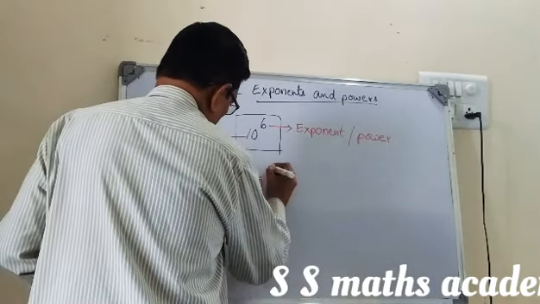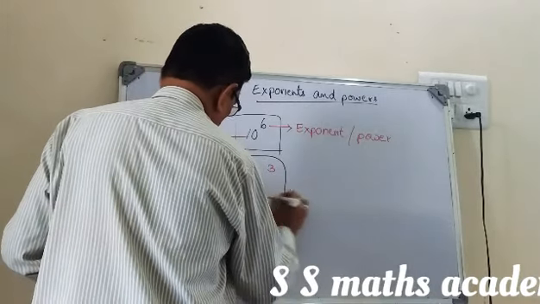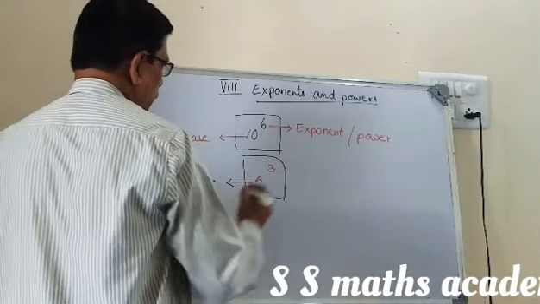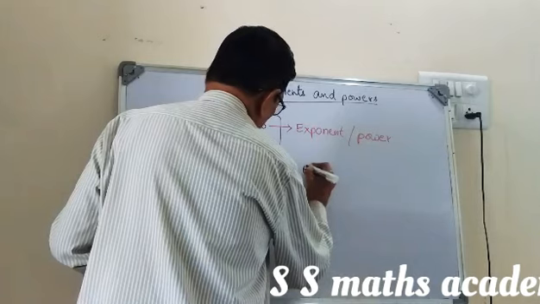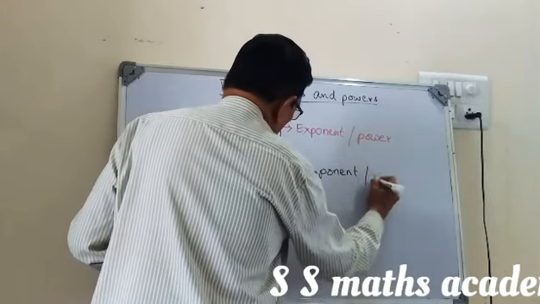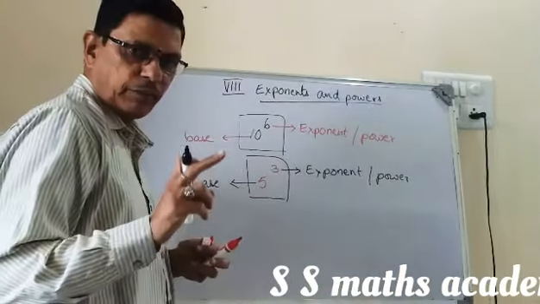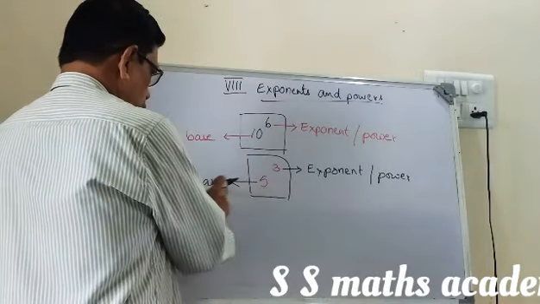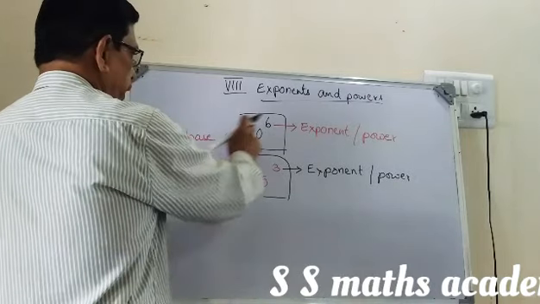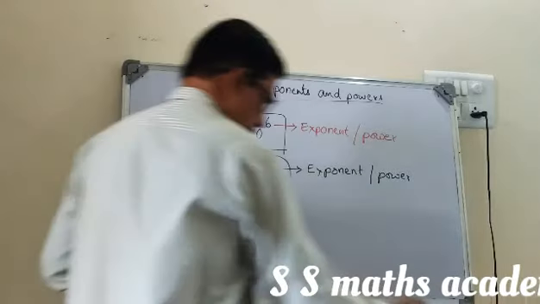Similarly, if I write 5 to the power of 3. In 5 to the power of 3, 5 is called what? 5 is called base and 3 is called exponent, or we can call this as a power. Is it clear, all of you? Which is base and which is a power? The 5 is called base and 3 is called power. Now in this example, 10 is called base, 6 is called exponent, or we can call that as a power.